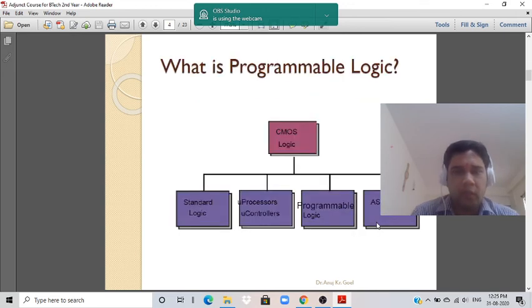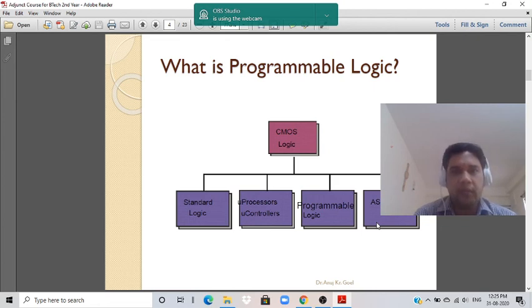So what is programmable logic? Basically, these are devices which can be programmed again and again for different types of applications. For one application, if you are using it as a mux or switch, in the second application you can reprogram it as a demux. In the third application you can reprogram it as a decoder. So for different applications we can reprogram the devices. These are called reprogrammable logic devices.